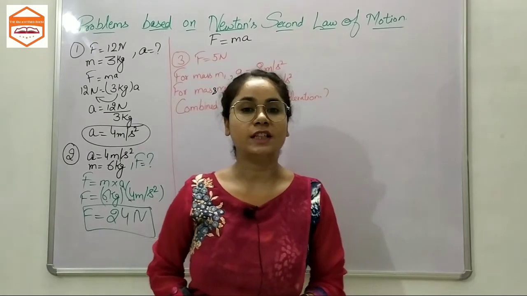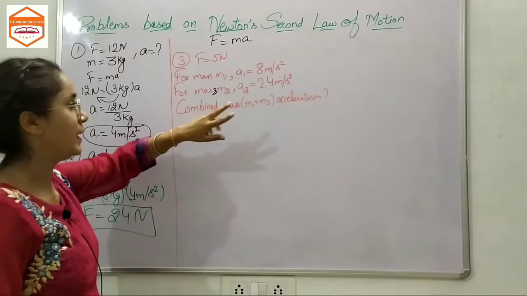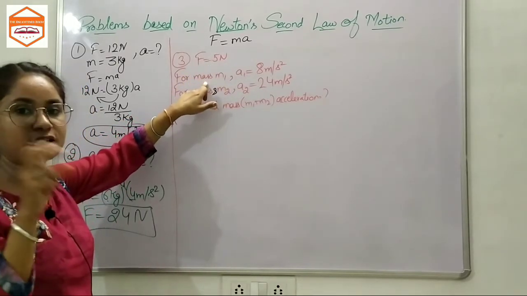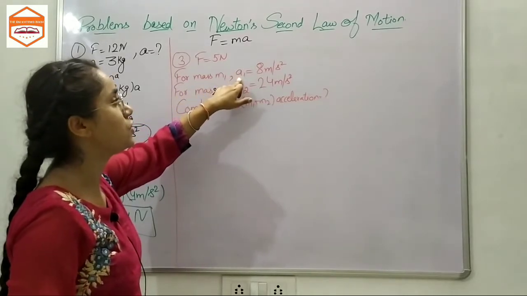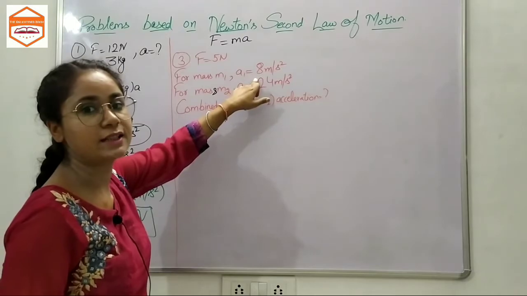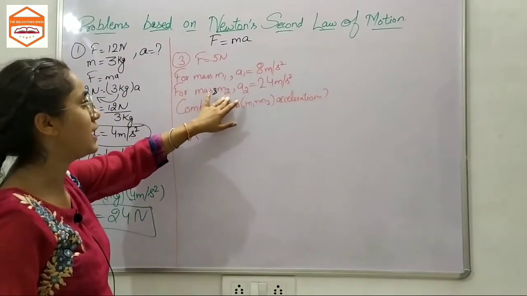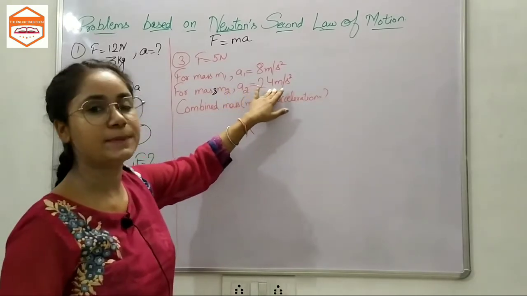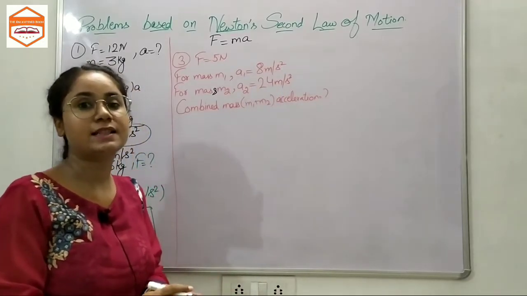Now according to the third problem, we have got a common force for two masses. That common force is 5 newtons. For mass m1, when the 5 Newton force was applied, it got an acceleration of 8 meter per second squared. Similarly, when the force was applied for mass m2, it got an acceleration of 24 meter per second squared. And then we need to find the combined mass acceleration.